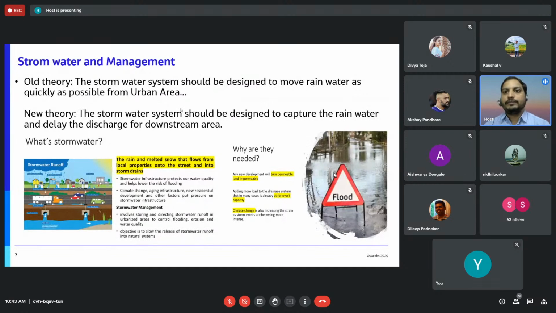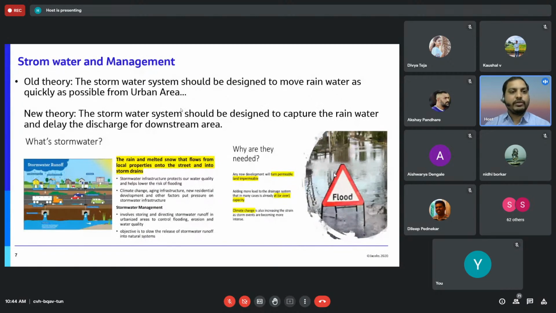I would like to give some introduction to stormwater. Stormwater is nothing but the rain or melted snow that flows from local properties or local hilly terrain and comes to natural streams, connects to the stormwater drain, and goes to the outfall. We need to take stormwater management into consideration to avoid flooding in urbanized areas, to avoid soil erosion, and to maintain better water quality.